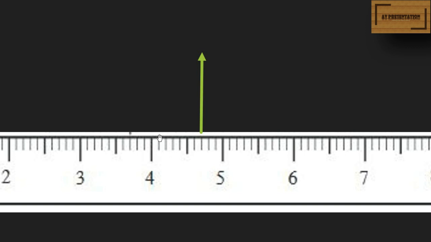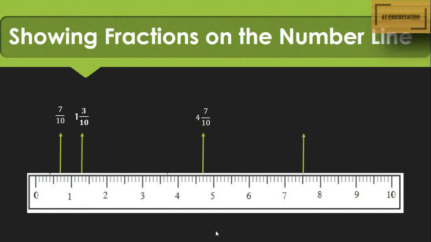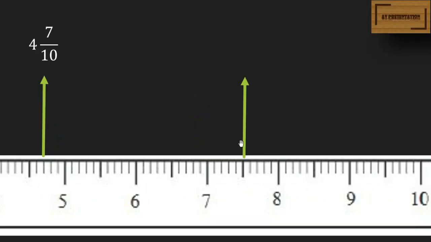7. So the fraction is 4 complete 7 upon 10. Observe the next mark. This arrow is on the fifth mark from the 7. Then it is 7 complete 5 upon 10. That is the fraction of this place.